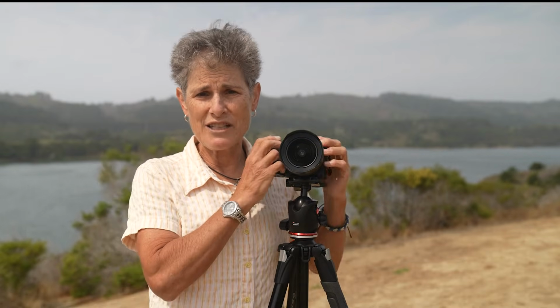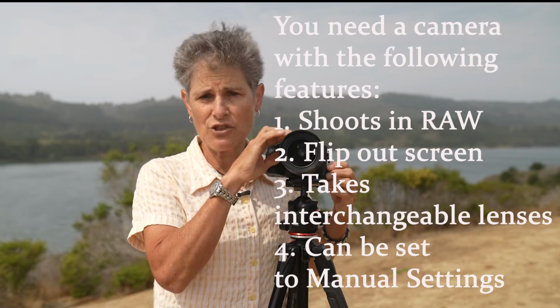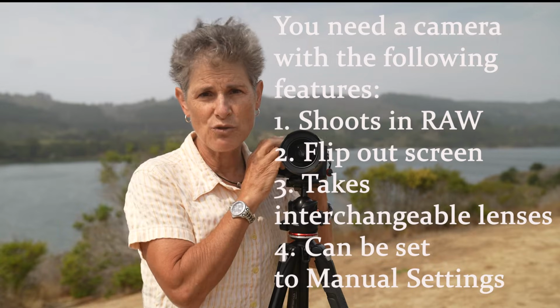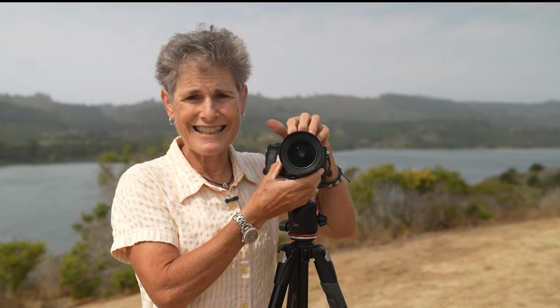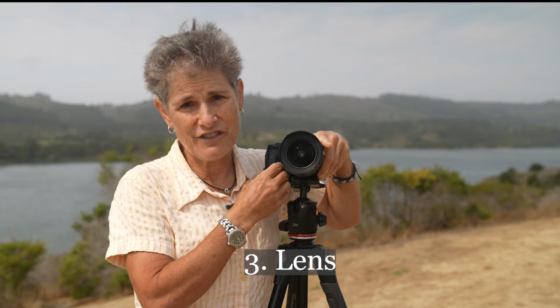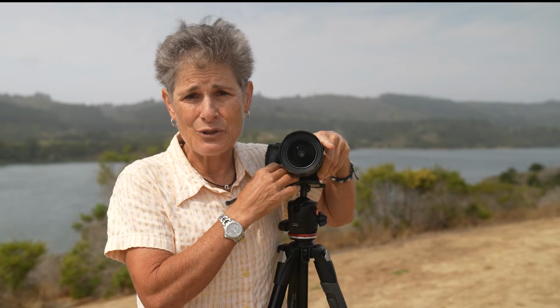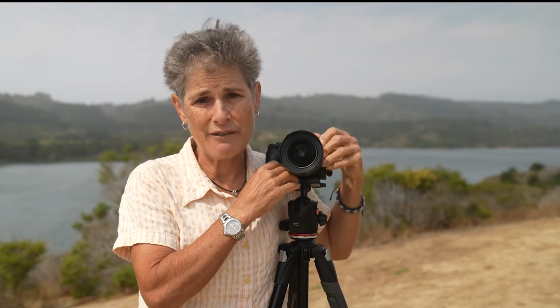The main thing you need to have is a camera that can shoot in RAW, has a flip out screen, can take interchangeable lenses, and can be set to manual mode. Then you're going to need to get a good lens. You can use the kit lens that your camera came with if that's all you have, but you're probably not going to have the capability you might need for nighttime shooting with it.